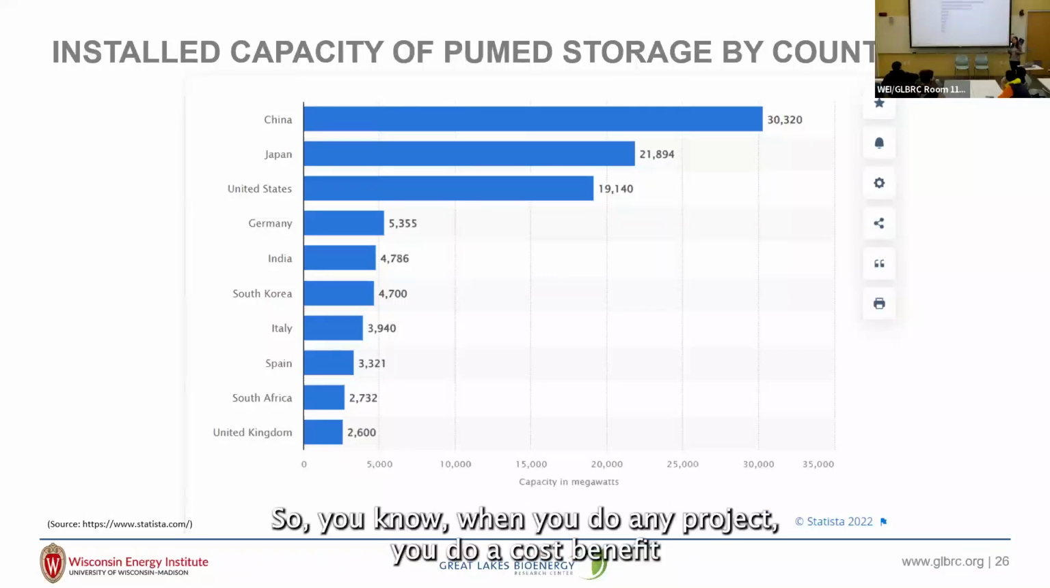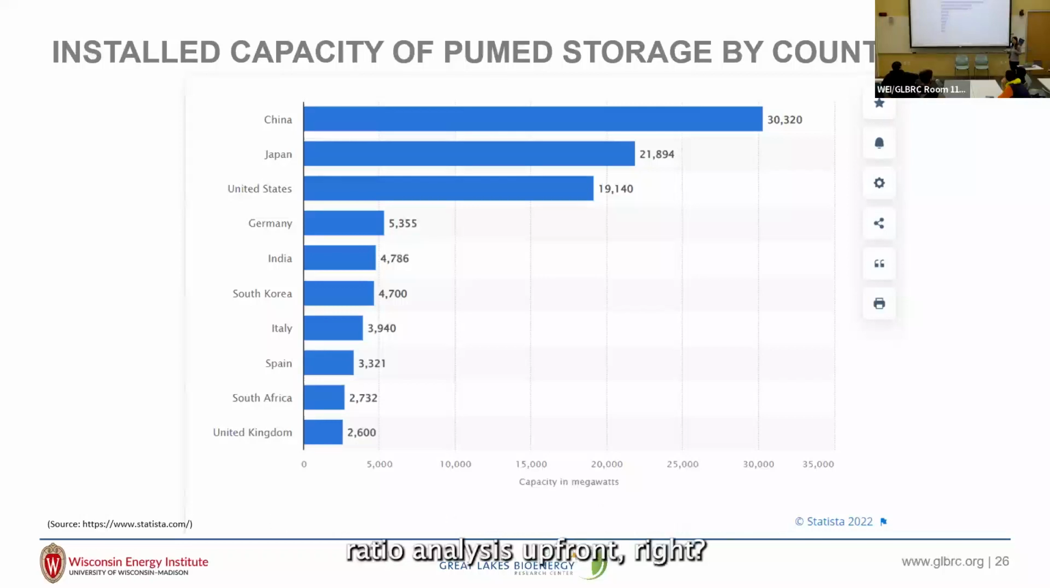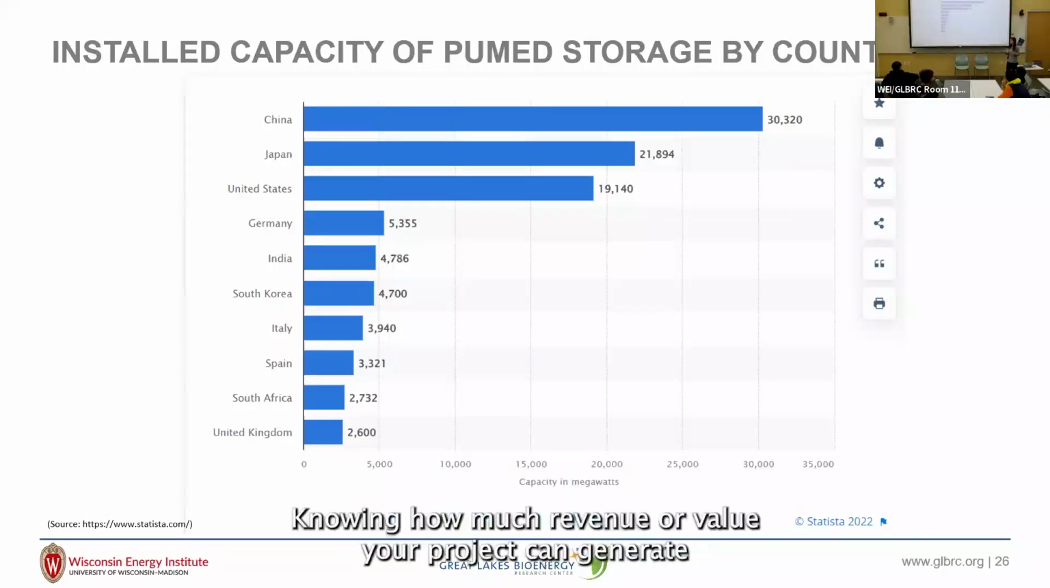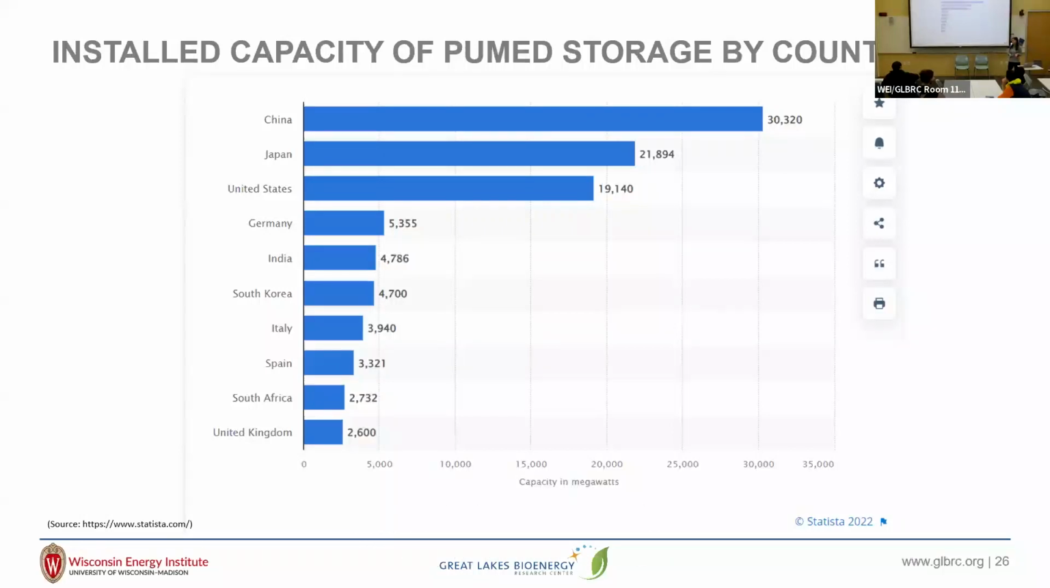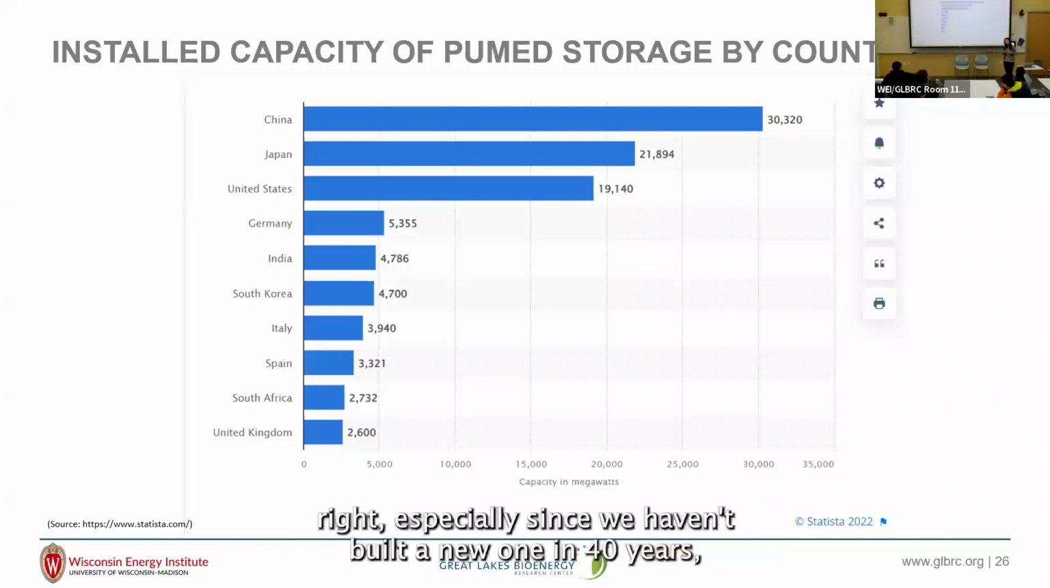So, you know, when you do any project, you do a cost benefit ratio analysis upfront, right? Knowing how much revenue or value your project can generate compared to how much it's going to take to build it. Now, for pump storage, a lot of these benefits I talk about, arbitrage, grid stability, storage. How do you monetize it? How do you calculate the actual number, right? Especially since we haven't built a new one in 40 years.